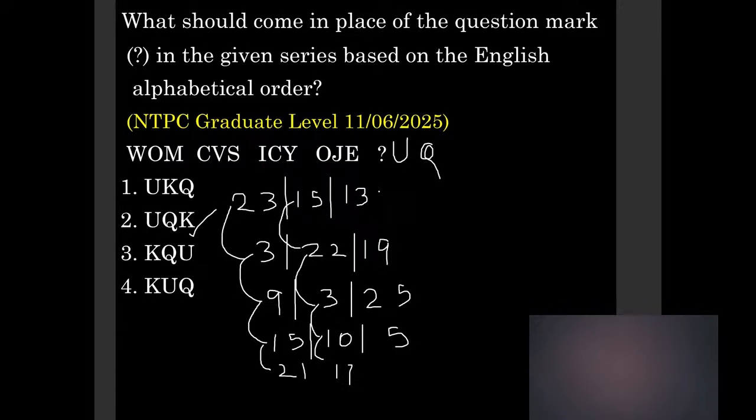Next, 13 plus 6, 19. 19 plus 6, 25. 25 plus 6, it is 5, cyclic order. 5 plus 6 is 11, means 11 is equal to K. U, Q, K is the correct answer. So answer is option 2. Option 2 is the correct answer.